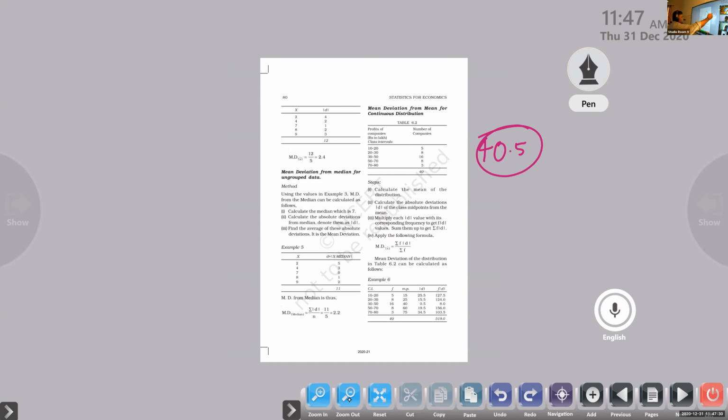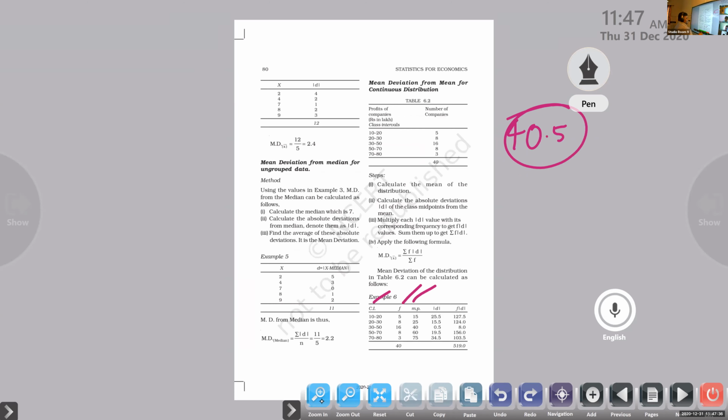So it is 40.5. The midpoints are here. Class intervals are here. Frequencies here. Next one, we will find the absolute value for D. We want to subtract the midpoint from the mean. So 40.5 minus 15. Okay. Next one.